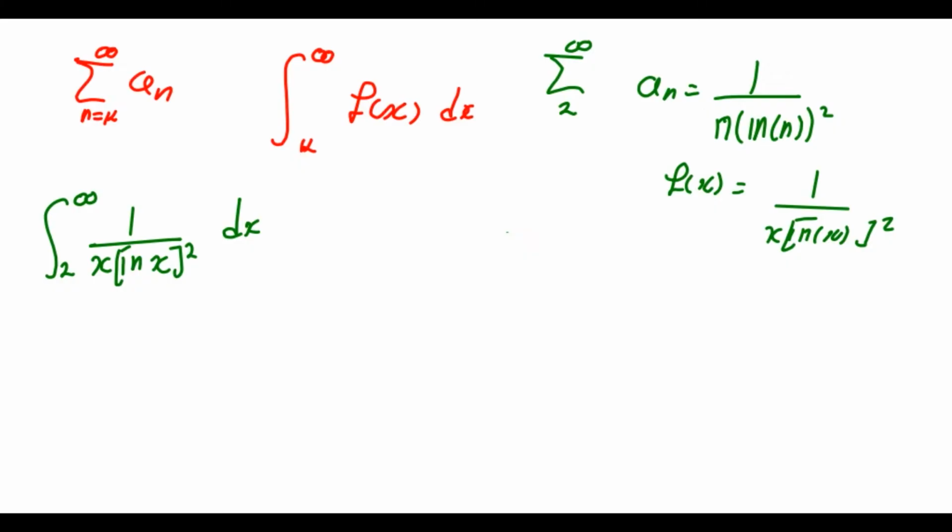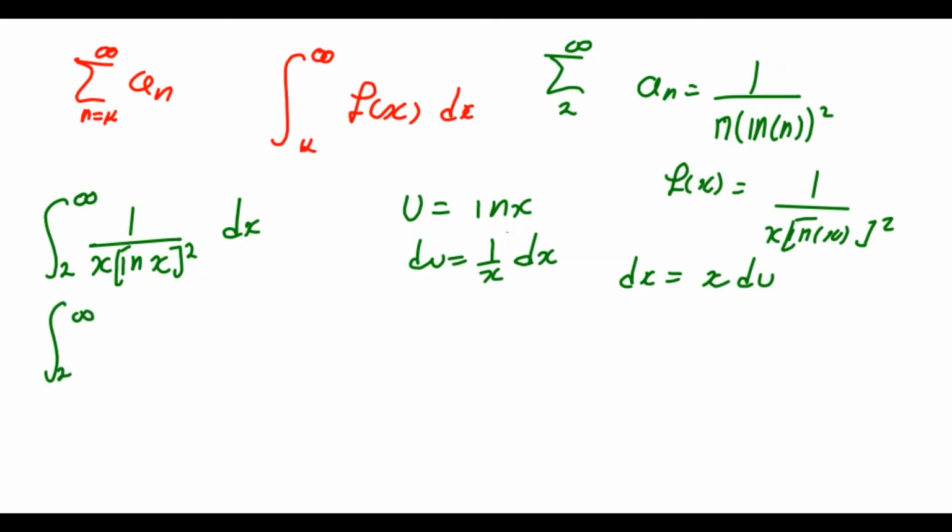Do you think u substitution can work? If we let u, for example, be equal to ln of x, meaning du is equal to 1 over x dx, so dx will obviously be equal to x du. Okay, so that would be the integral from 2 to infinity of 1 over x, then you have u squared here. Instead of dx, I'm going to put x du, and that and that can go.